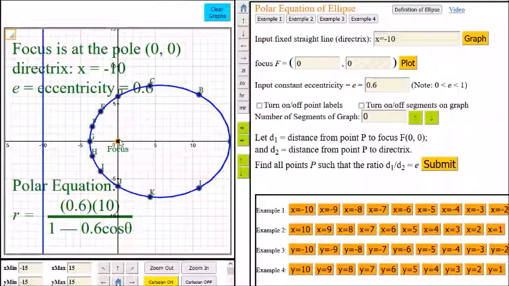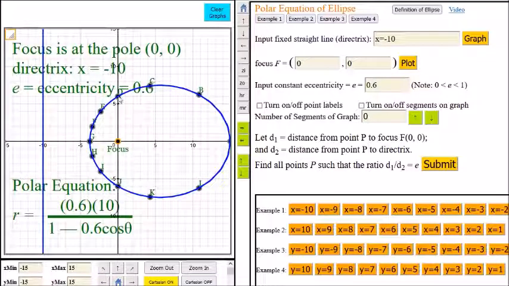So this directrix is x equal to negative 10. And again, the ellipse has 2 foci. One of the 2 foci of the ellipse must be at the pole. For this particular ellipse, the directrix is the line x equal to negative 10, and here we chose an eccentricity of 0.6. What that means is this: the distance from the point to the focus divided by the distance from the point to the directrix must equal 0.6.